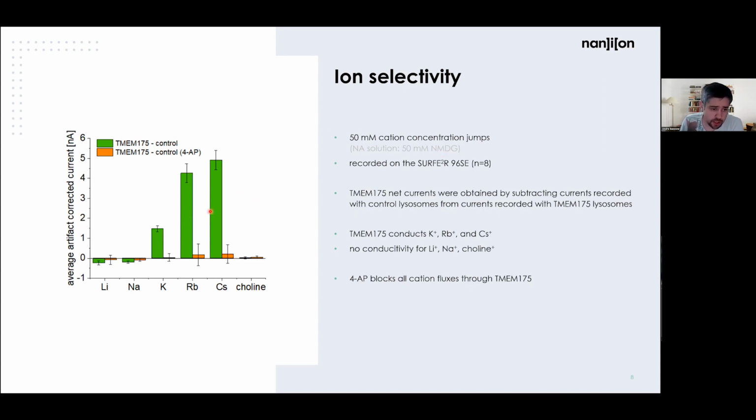From the currents, you can see that TMEM175 in our assay conducts potassium, rubidium, and cesium, but not really lithium, sodium, and choline. We also tested 4AP. 4AP is a known pore blocker inhibitor for TMEM175. We repeated the measurements, both again control and TMEM sample, in presence of 4AP, and the corrected signal is here in orange, and you can see that all fluxes, potassium, rubidium, and cesium, are fully blocked in presence of 4AP.